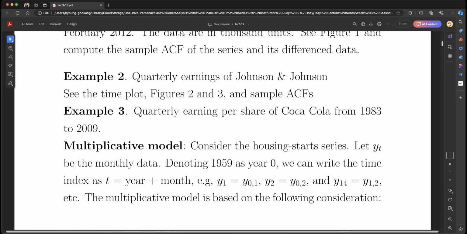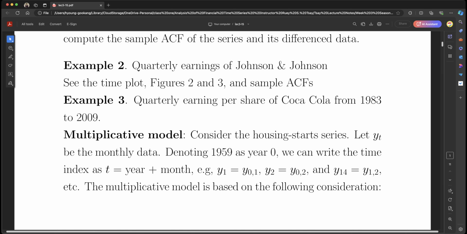Now the multiplicative model. Consider the housing starts series. Let y_t be the monthly data, denoting 1959 as year 0. We can write the time index t as year plus month. For example, y1 is y01, y2 is y02, y14 is y12, etc. Something like that.